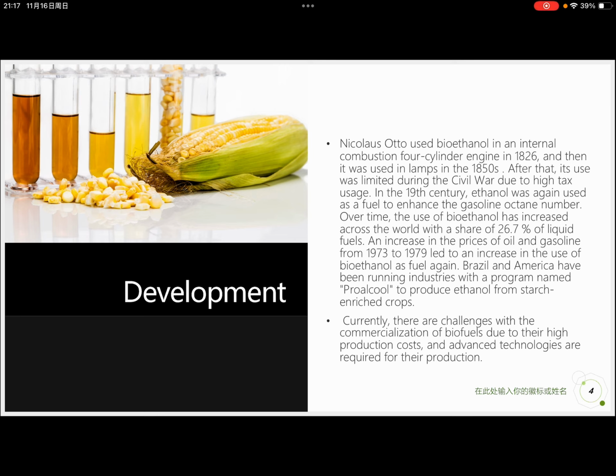Over time, the use of bioethanol has increased across world with a share of 26.7% of liquid fuels. An increase in the price of oil and gasoline from 1973 to 1979 led to an increase in the use of bioethanol as fuel again. Also, Brazil and America have been running industry with a program named PROCO to produce ethanol from starchy enriched crops. Currently, there are challenges with the commercialization of bioethanol due to their high production cost, and advanced technologies are required for their production.